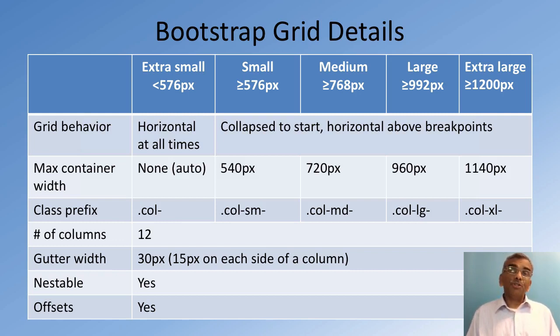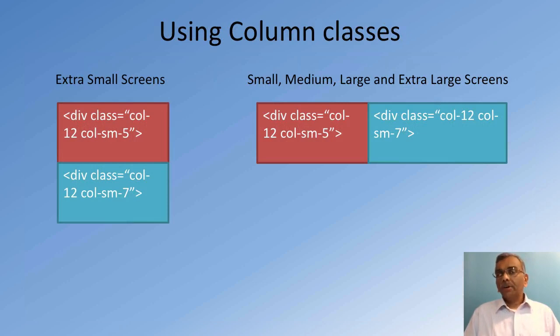Bootstrap's grid allows you to do nestable content, so you can enclose content inside content and then do nested content layout. And also it supports offsets. We will see the use of offsets also in some examples later. So let's look at our first example of how you would apply Bootstrap's column classes and how they would actually be rendered on different screen sizes.